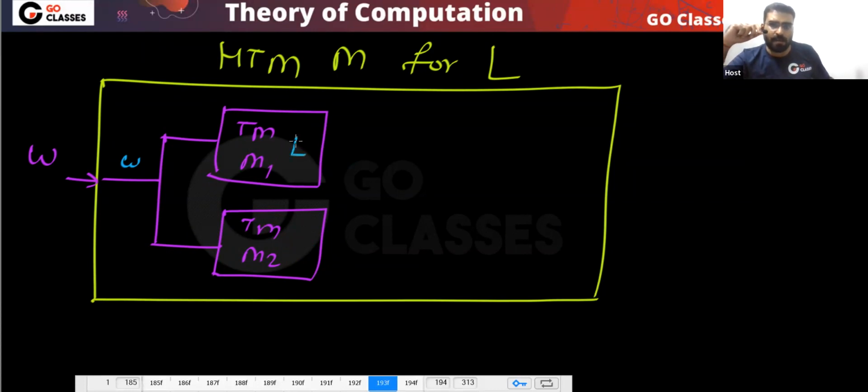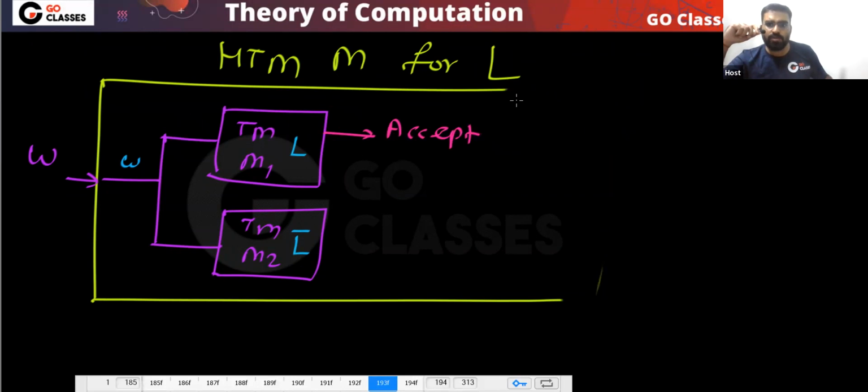Here the language is L, and here the language is L complement. Let's create this. If L is accepting, then I am creating a Turing machine for L. If L is accepting, means L contains W, so what should I do?